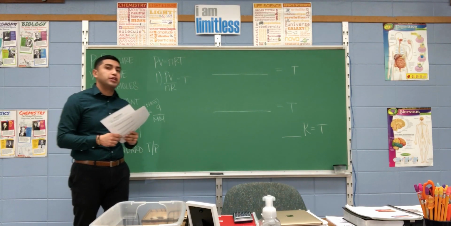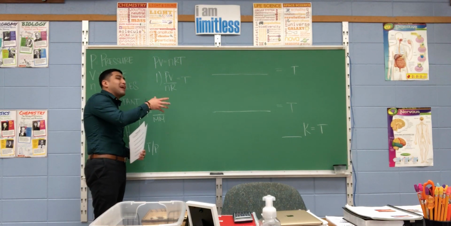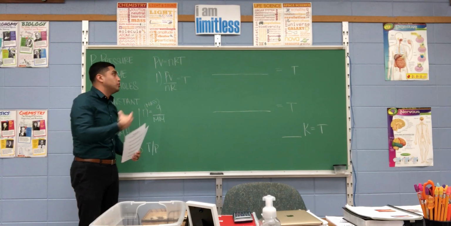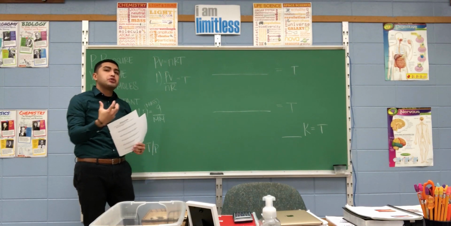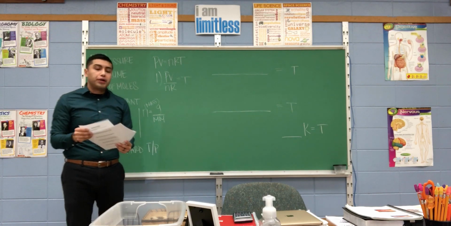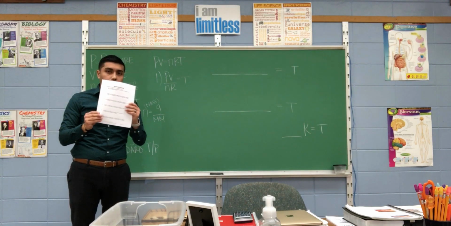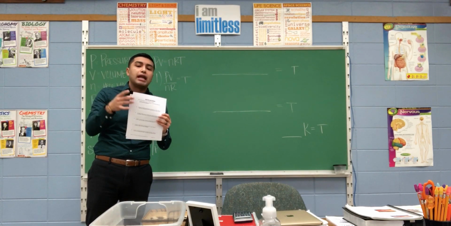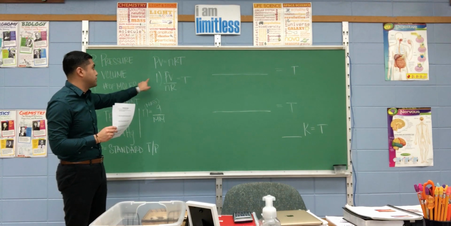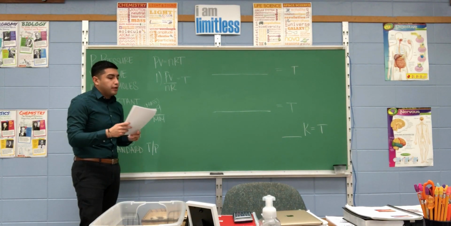PV equals nRT. Now, depending on your problem, you might have to rearrange your formula. You stick with the original, PV equals nRT. You just rearrange it according to the problem. So I'm looking at the ideal gas law problems. The worksheet I gave you says ideal gas law problems at the top, and I'm looking at number 1. This is the first example. I'm going to read it out loud and show you how I rearrange this formula.